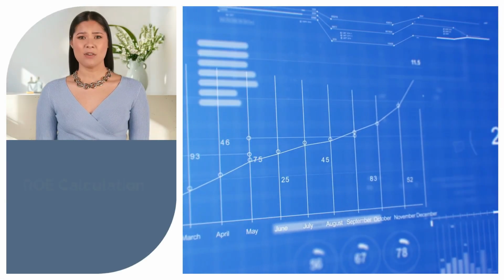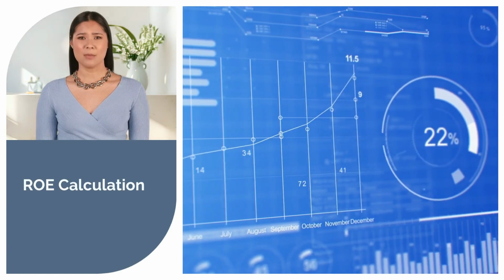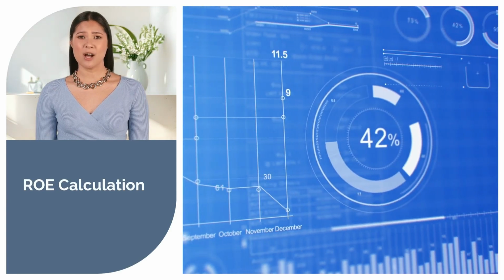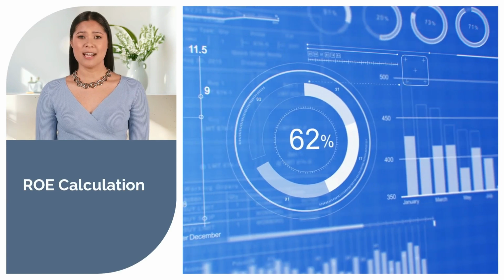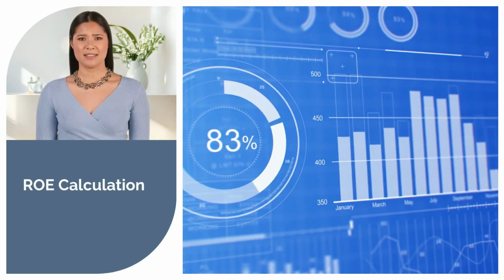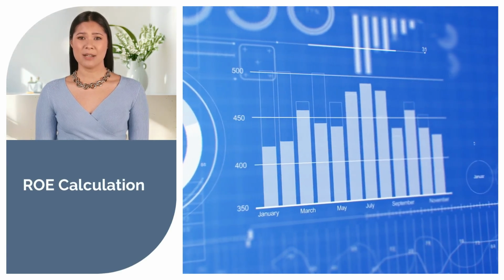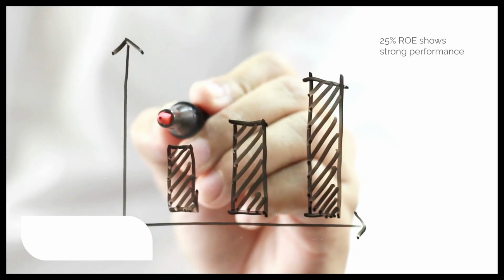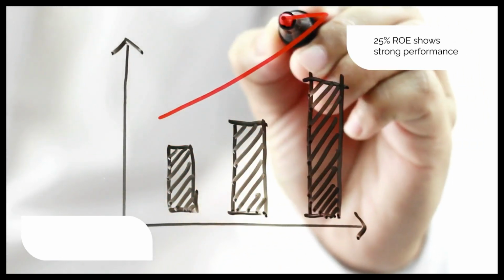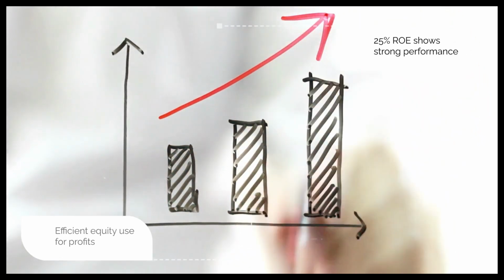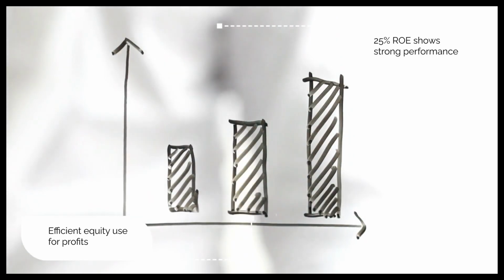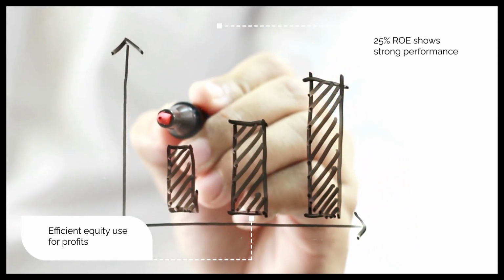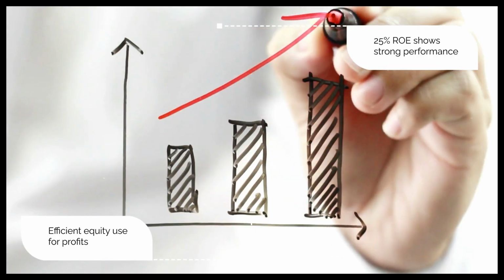Let's calculate ROE for Company A with a net income of $500,000 and shareholders' equity of $2 million. The ROE is 25%. This means for every dollar of equity, the company earns 25 cents. A 25% ROE indicates strong financial performance and good shareholder returns. It suggests the company efficiently uses its equity to generate profits, making it an attractive investment.